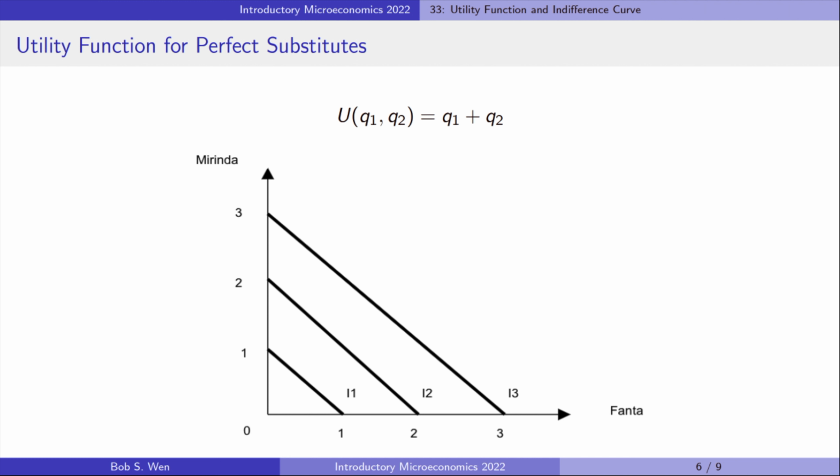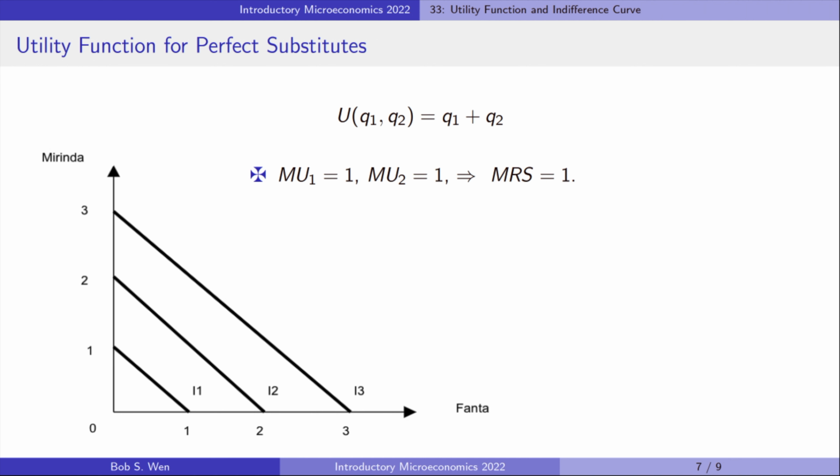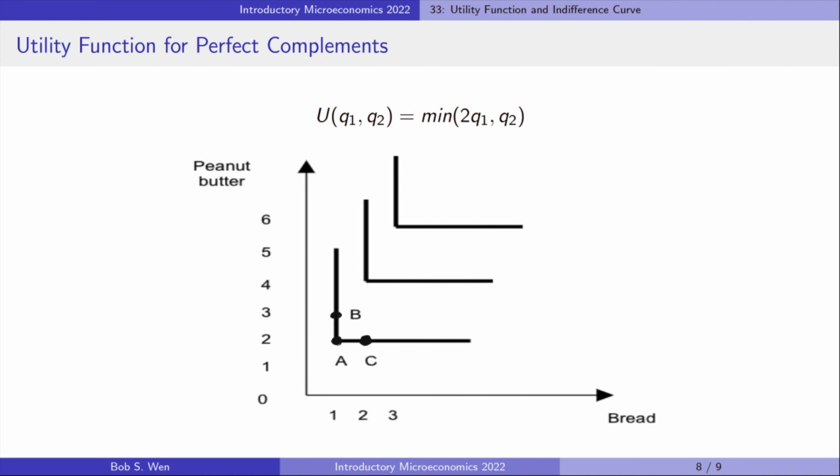The utility function for perfect substitutes is a linear function. One example is U equals Q1 plus Q2. The marginal utility of Q1 is 1. The marginal utility of Q2 is also 1, so the marginal rate of substitution is 1. For perfect complements, the additional utility from one more unit of a good while holding constant the other good is 0, because the two goods must be consumed together.